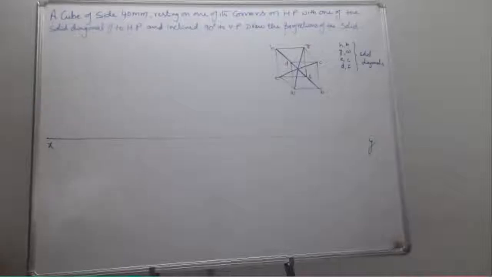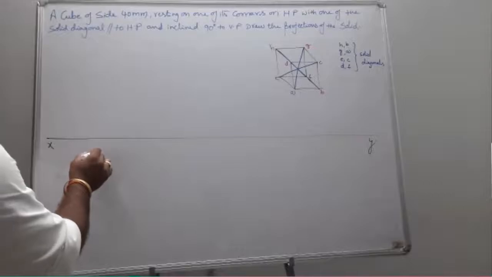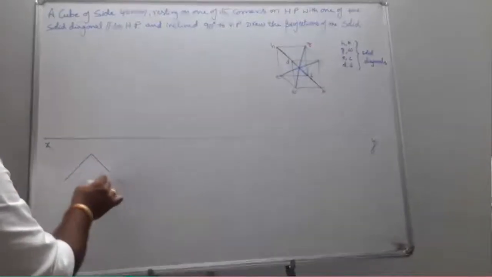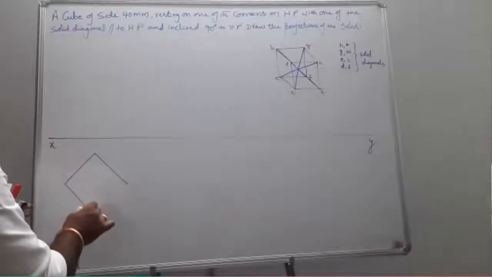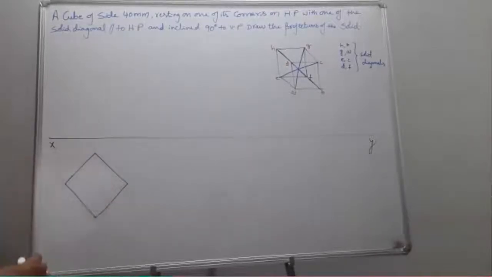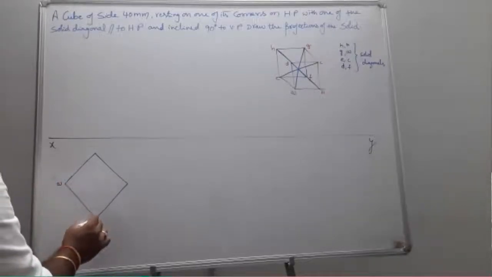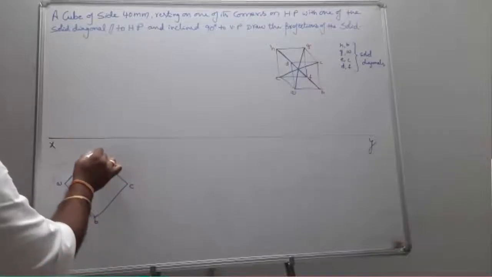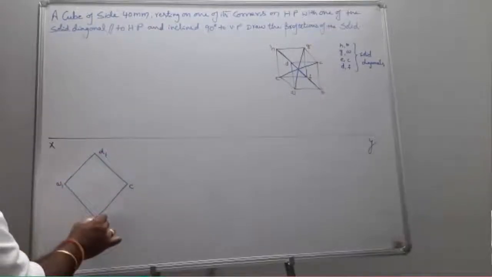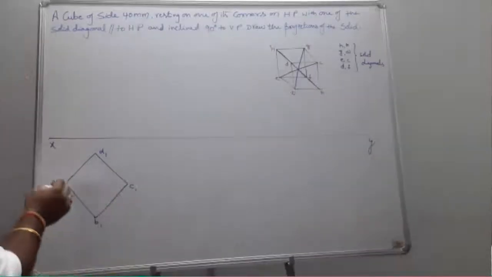Now let us go for the simple position. So this was a cube. You are going to obtain two sets of points.